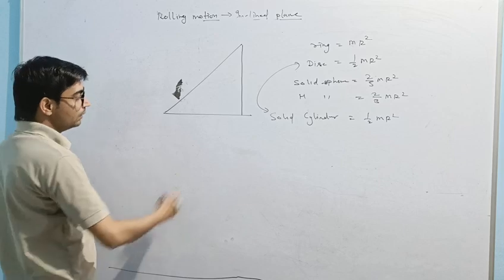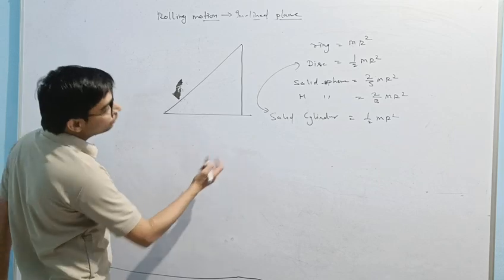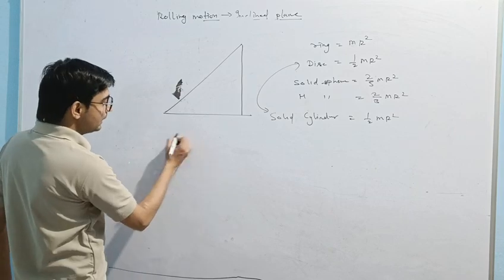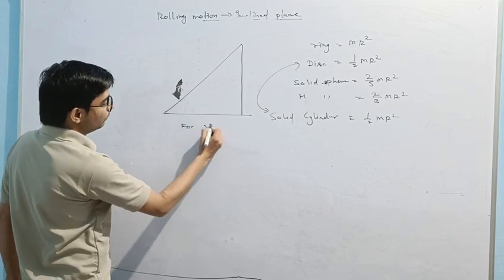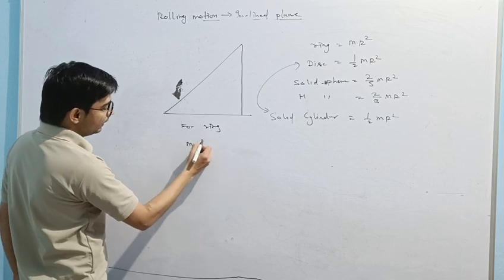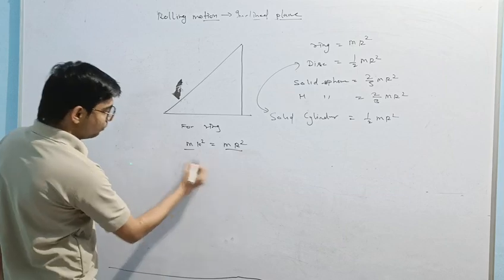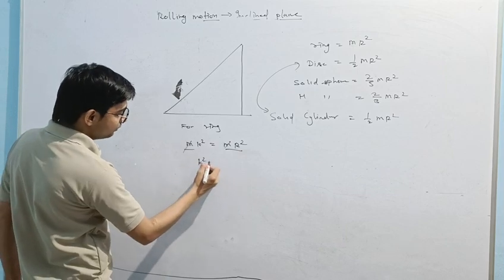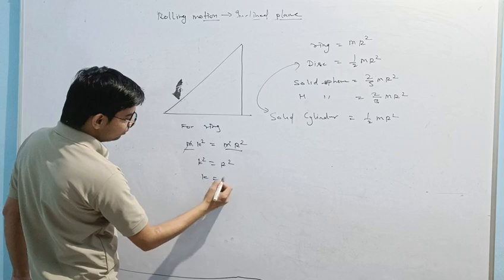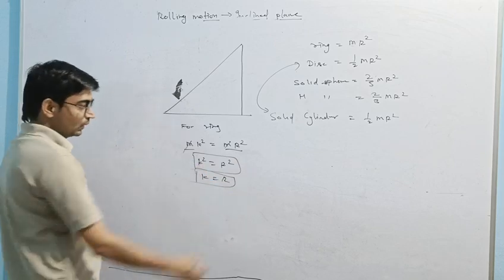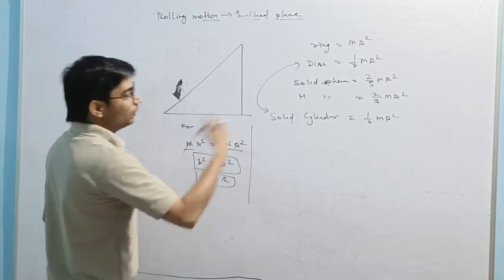I am starting from the ring here. We know the radius of gyration is k. So we can say for ring, mk square is equal to mr square. Yes or no? Clear? So we can say m and m cancel out. k square is equal to r square. k is equal to r.